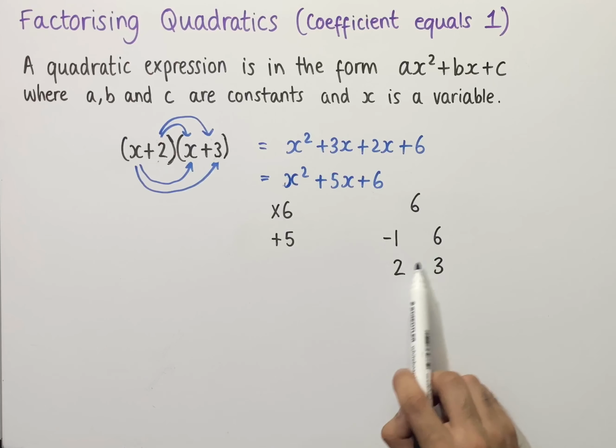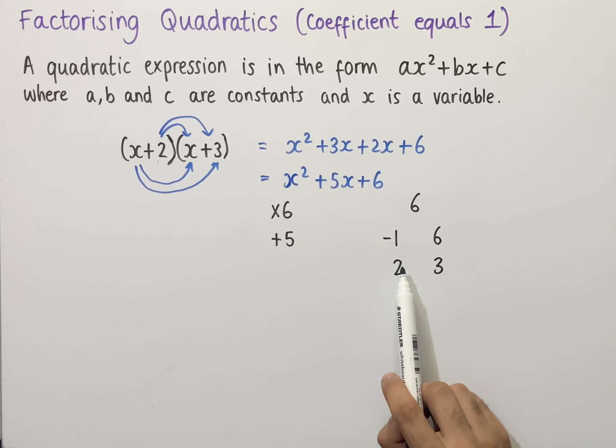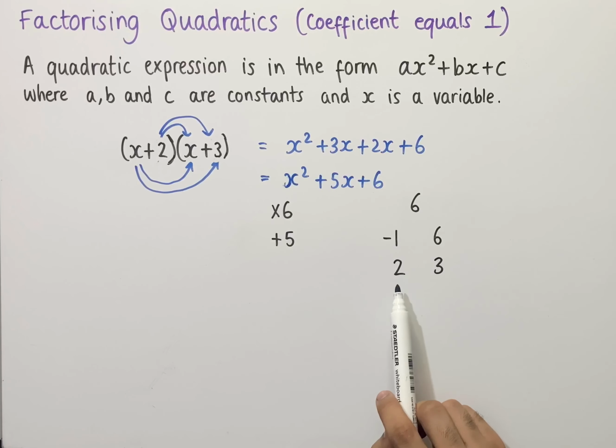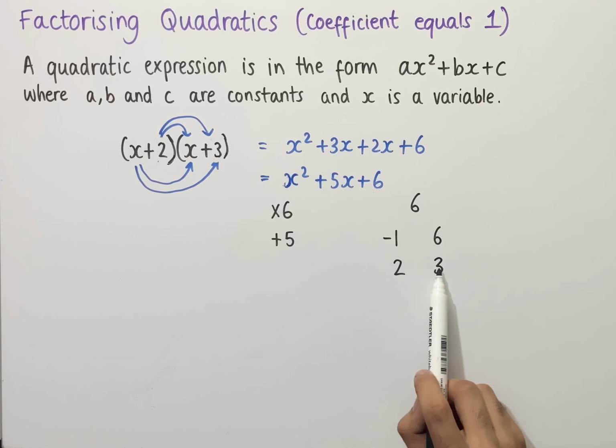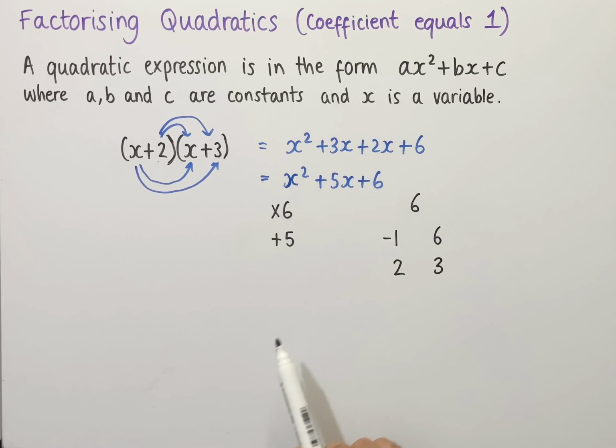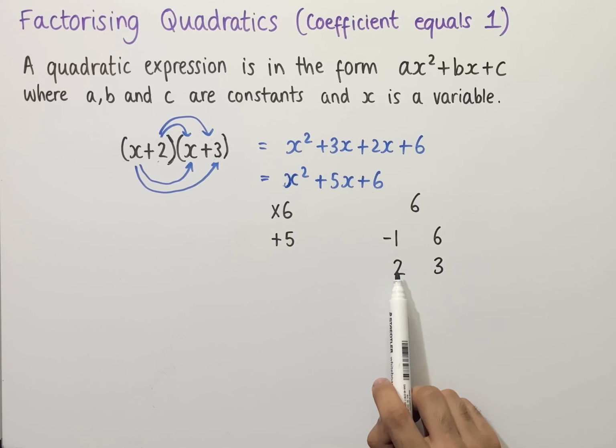We quickly repeat this process until we find the two numbers that we require. And so in this case, it should be fairly easy to spot that 2 plus 3 equals 5, and 2 times 3 equals 6. So the two numbers we require are 2 and 3.